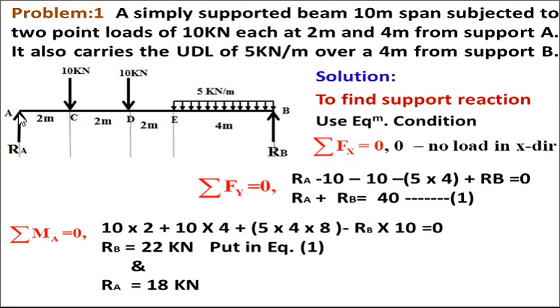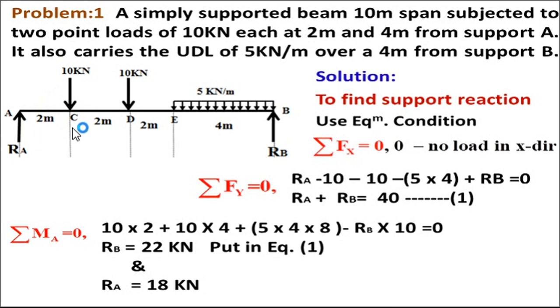Okay, suppose point A. Take moment about A. Moment about A of RA will be 0 because there is no perpendicular distance. To have the moment, you should know what is the force and their perpendicular distance. Now, take moment about it.